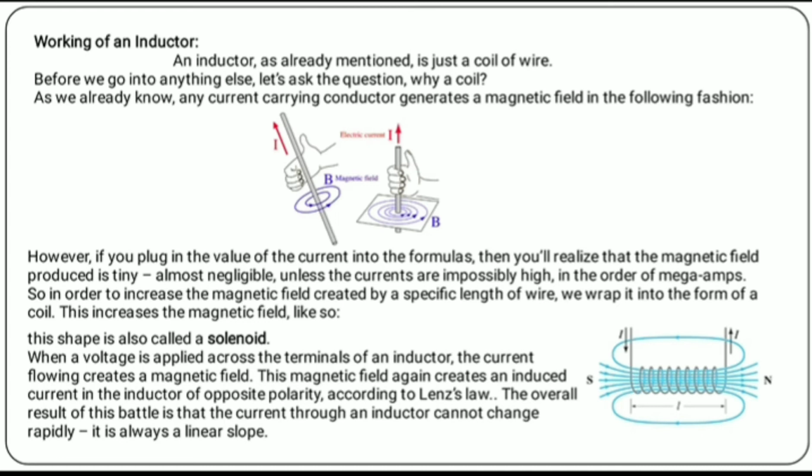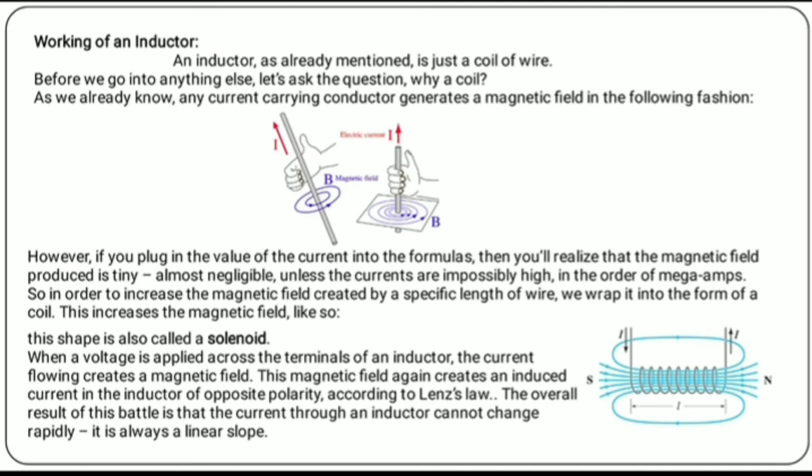However, just look at the first diagram. If you plug in the value of the current into the formulas, then you will realize that the magnetic field produced is tiny, almost negligible, unless the currents are impossibly high, in the order of megaamps. So in order to increase the magnetic field created by a specific length of wire, we wrap it into the form of a coil, and this increases the magnetic field. The second diagram represents the shape, which is also known as a solenoid.